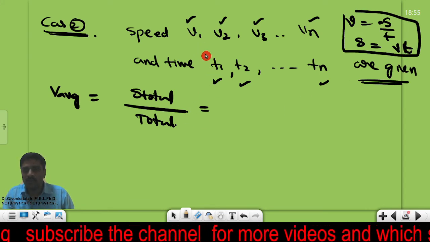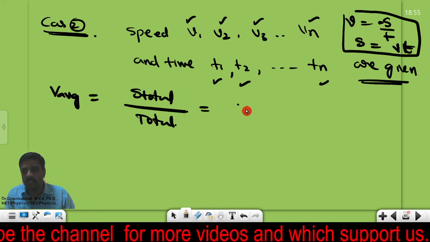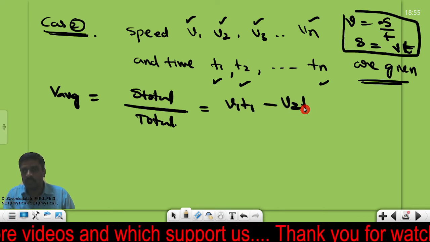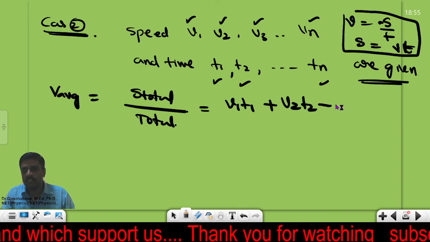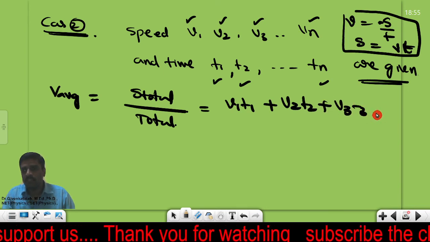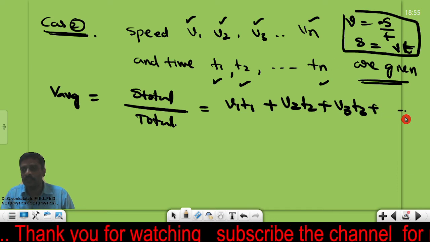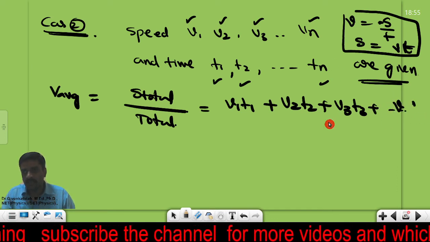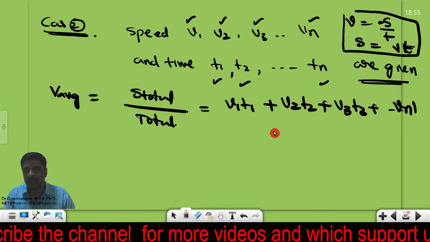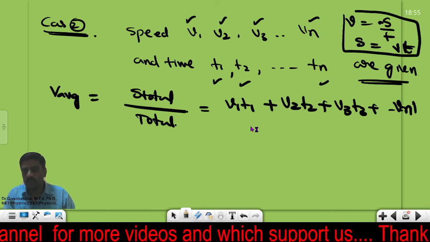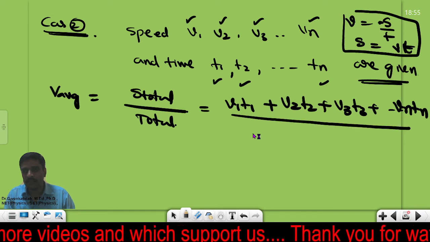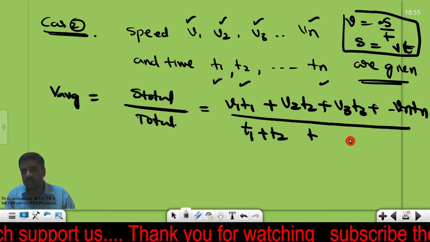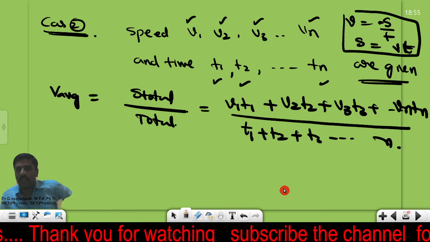Then in this case how much distance is there? That is equal to v1 t1, plus in this case how much distance is there? That is equal to v2 t2, plus v3 t3, and so on. The last case we have is vn tn, all divided by the total time. What is the formula for total time? Total time is already provided, so that is equal to t1 plus t2 plus t3 and so on to tn. This is the formula we are having.